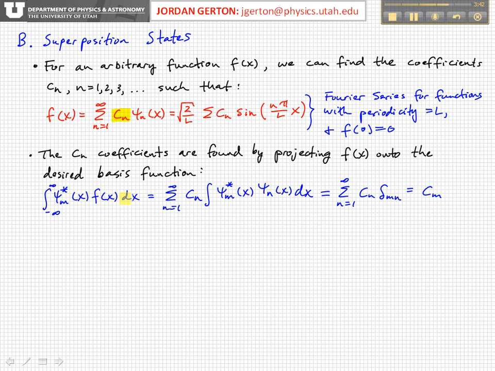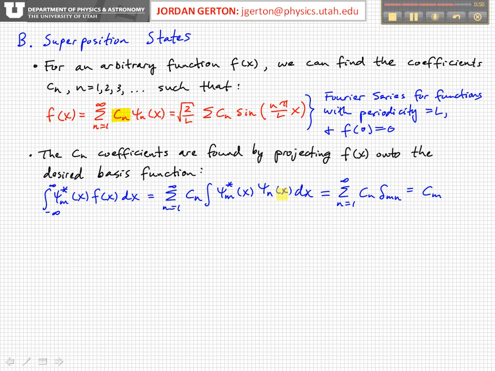again, f of x is just this arbitrary superposition of the basis states. So it's the sum from n equals 1 to infinity of these coefficients c sub n times psi sub n. Okay, so I've just brought these outside the integral because they don't depend on x, and now again we're multiplying that by the complex conjugate of the mth basis state, psi sub m star.